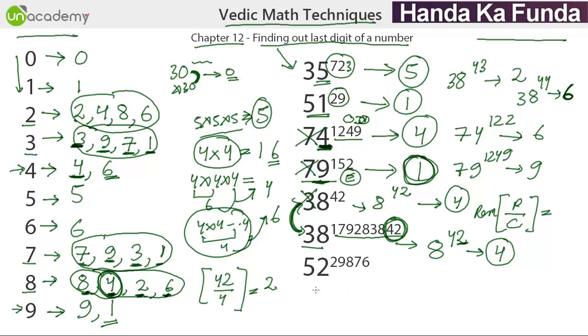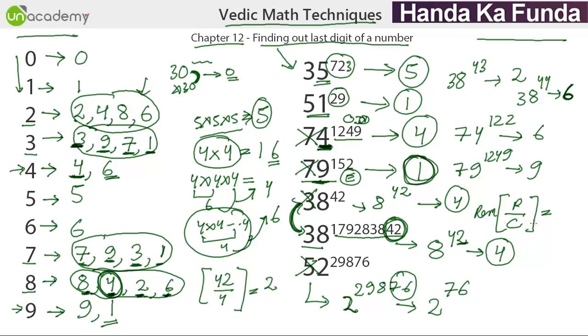Now something a little more complicated. First thing, 52 to the power of 29876 is the same question as 2 to the power of 29876. The previous part is of no significance. Next, I need to check the cycle of 2. Cycle of 2 is 4. That means there are 4 values in the list. If there are 4 values in the list, I know only the last 2 digits are important. So this becomes 2 to the power of 76.